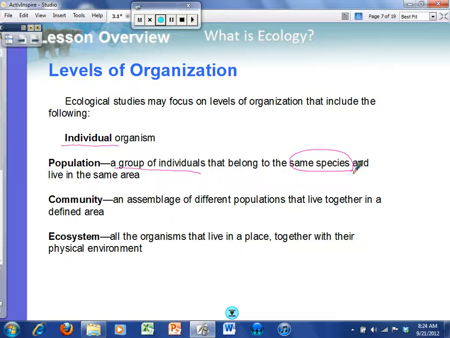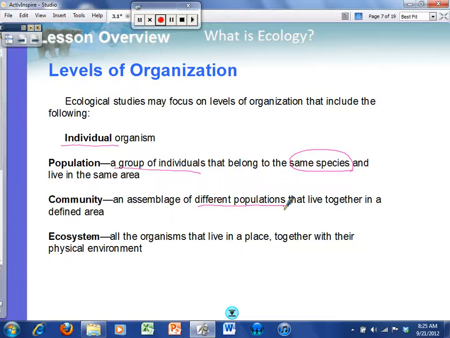I can't go to the Arctic, study polar bears there, and then try and find some polar bears in a different spot and connect those. That's not studying a population. I want to study the ones that are all in one area because they all interact with the same stuff. Community, the different populations. See how I'm building up? We go from one kind of group to groups of different kinds. So community is different populations.